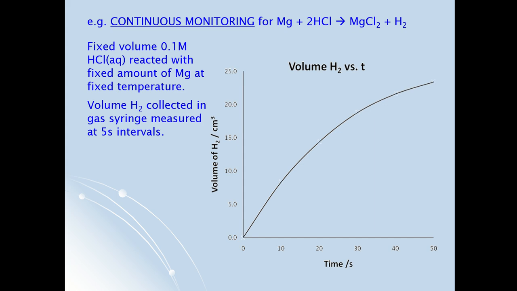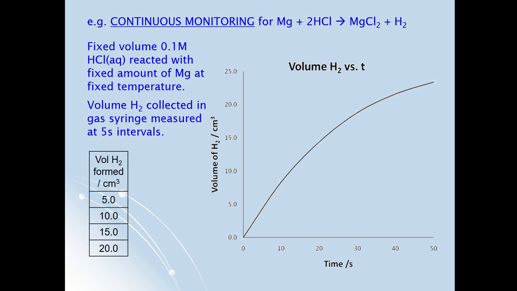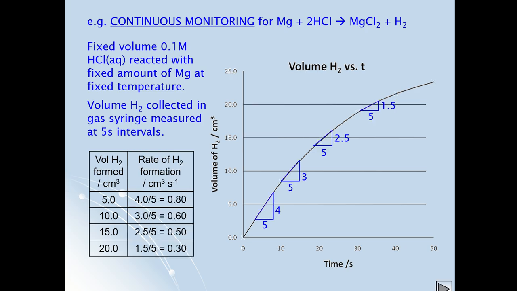Now, if we remember back, we can then use this graph to work out the rate at particular times. And how do we do that? Well, very simply, we draw our tangents to the graph at those particular times. So the volume of hydrogen formed at 5, 10, 15 and 20 cubic centimetres.